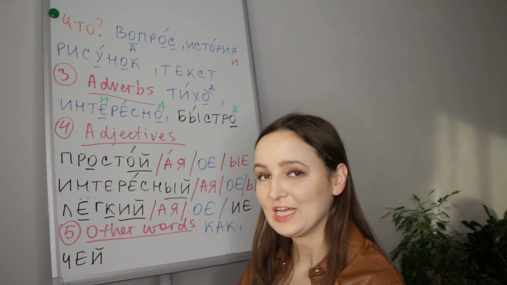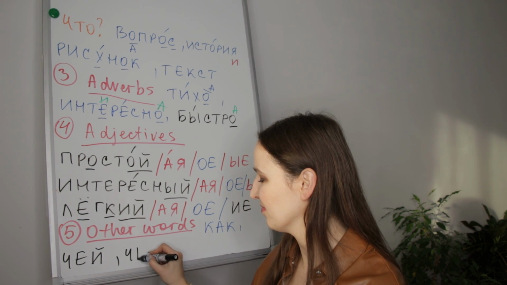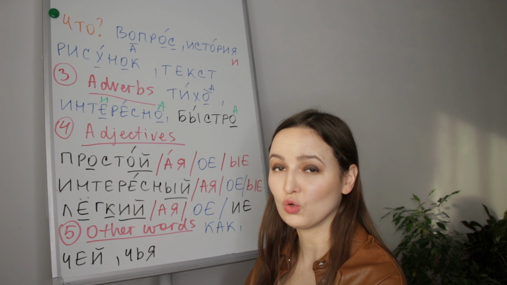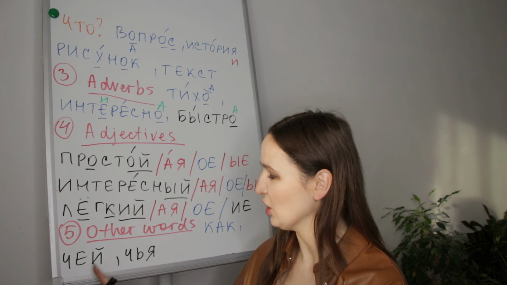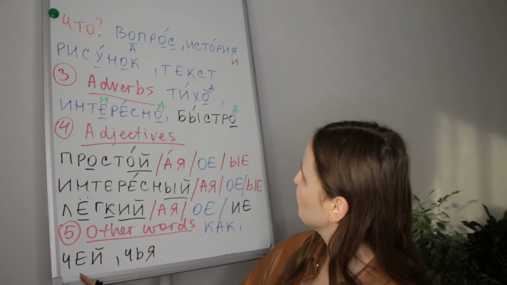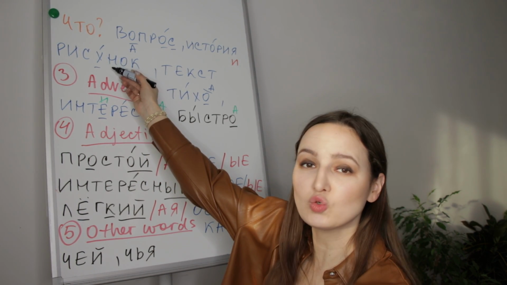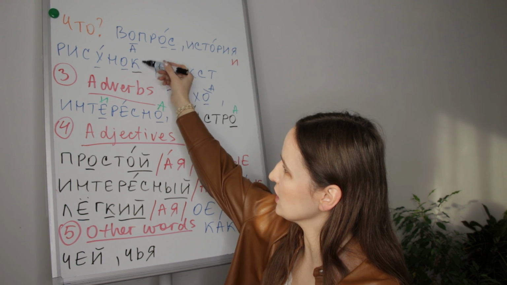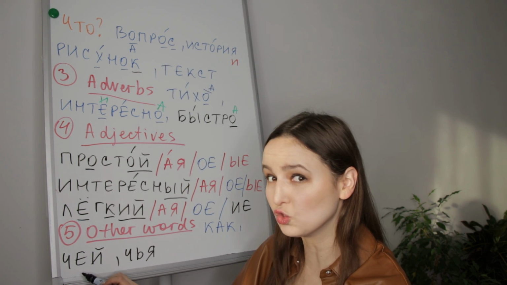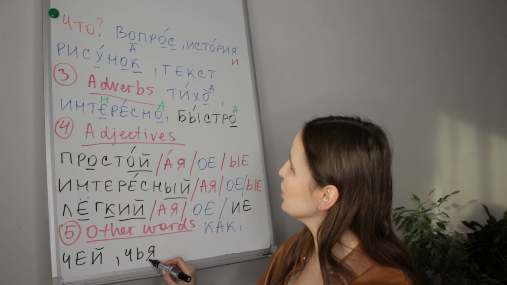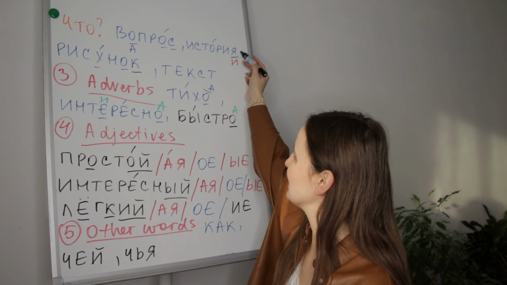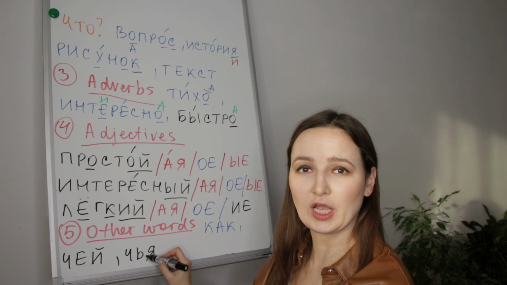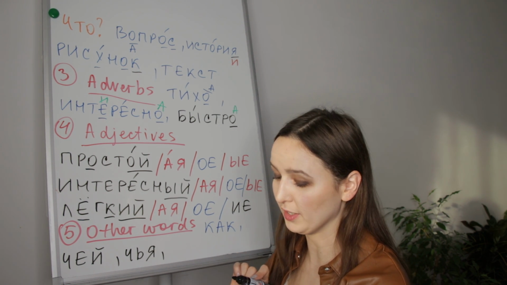Чей. Чья. Чья means whose as well, but for feminine nouns. Чей рисунок, whose drawing, because рисунок is masculine. We will ask чей рисунок. Чья история, because история is feminine, it ends in я. Чья история, whose story.